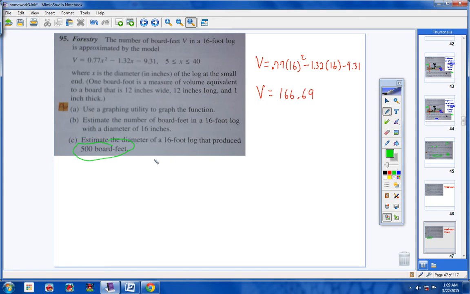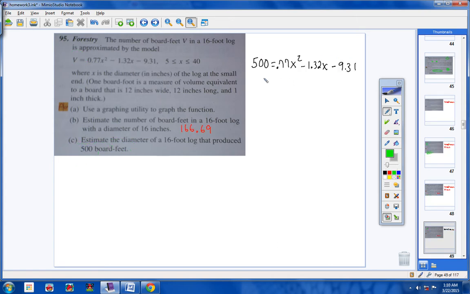So now we're going to have to pick up 500 and put it in for V, the board feet. Where V is, I'm going to put 500, and now I've got to solve this. So guys, you know what to do. Bring your 500 over. It's a quadratic equation, so we want to get one side equal to 0. Move the 500 over and make it negative. When you do that, you'll have this.